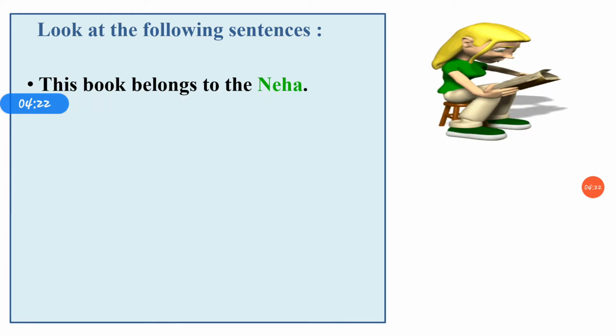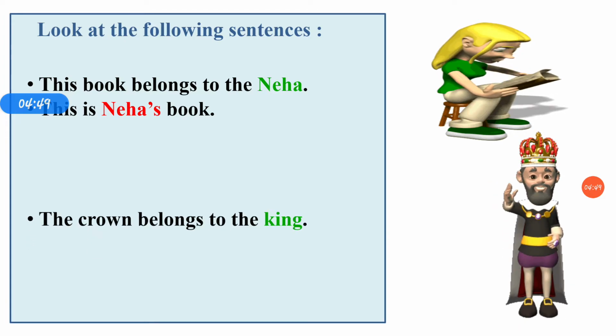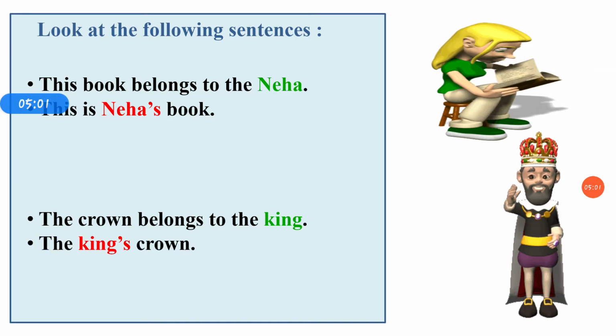Look at the following sentences. This book belongs to Neha. Who is the owner of this book? Neha. We just add apostrophe s to the noun Neha to show the possession of the book. We can say it, this is Neha's book. Another one is the crown belongs to the king. Who is the owner of the crown? Yes, king. Hence we can write it as the king's crown, to show the ownership of the crown.